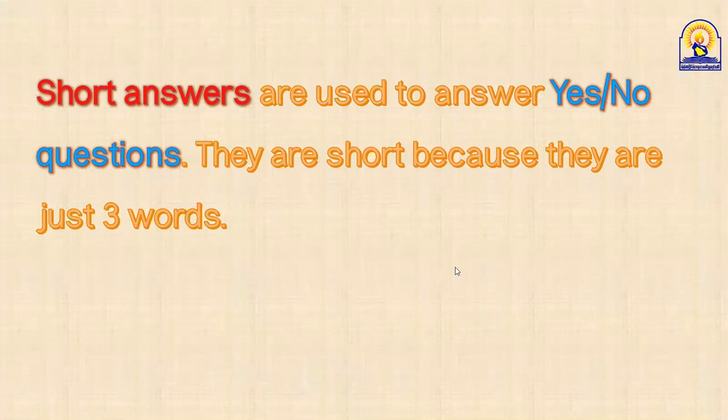Okay, guys. Who's going to read? Just reading, guys. Not Haibani, not Sathan. Yes, Sultan, go ahead. Short answers are used to answer yes and no questions. They are short because they are just 3 words. So short answers, guys, we use them to answer this type of question, yes or no questions. I mean the questions which start with an auxiliary verb. They are called short because they are just 3 words. Count them, just 3 words, not 4, not 5, not 2, not 1. You must write 3 words. What are these 3 words? Let's have a look.